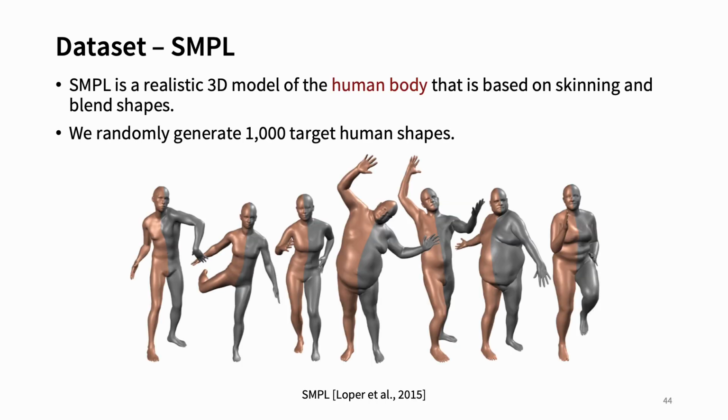For human models, we use synthetic shapes generated from SMPL. SMPL is a realistic 3D model of the human body that is based on skinning and blend shapes. We use the rest pose as the template shape and generate 1000 random target shapes with SMPL parameters.